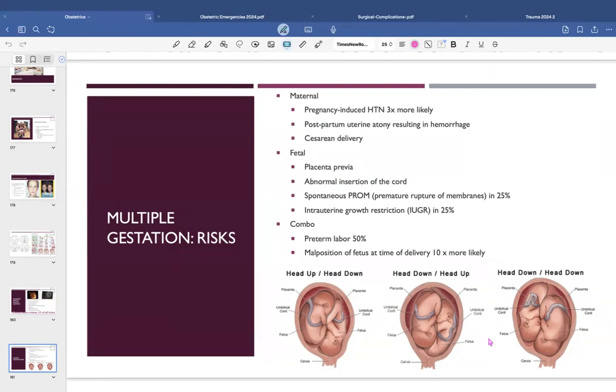For the baby, placenta previa, which we talked about, is when the placenta is sitting over the internal os. It can be complete, marginal, where it's completely over, partially over, or at the edge. We talked about that. Is that painless or painful bleeding? Painless. Painless, right. Abnormal insertion of the cord, where the cord is inserting. Spontaneous, premature rupture of membranes, and intrauterine growth restriction, which we just talked about.